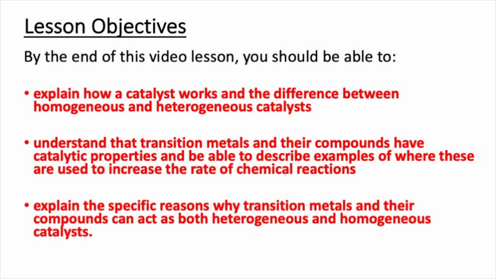So that concludes this video lesson. So after watching this video, you should be able to explain how a catalyst works and the difference between homogeneous and heterogeneous catalysts. You should also understand that transition metals and their compounds have catalytic properties and be able to describe examples of where these are used to increase the rate of chemical reactions. And finally, you should be able to explain the specific reasons why transition metals and their compounds can act as both heterogeneous and homogeneous catalysts.